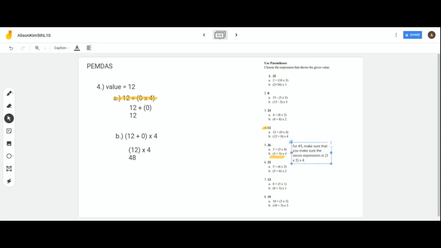As you can read here, it says make sure that the second expression is 3 times 3 times 4. 3 times 3, parentheses, times 4, okay? Like this, because if you don't, then none of these are answers, okay?